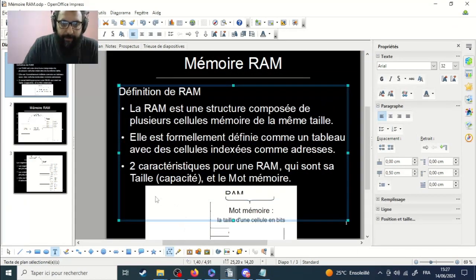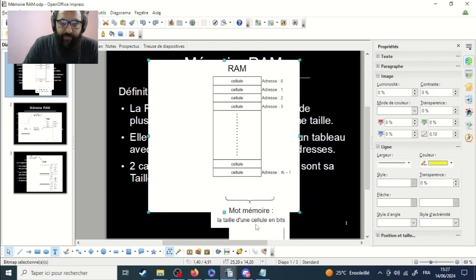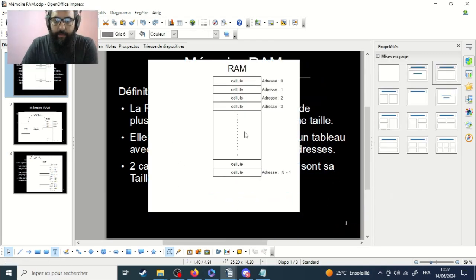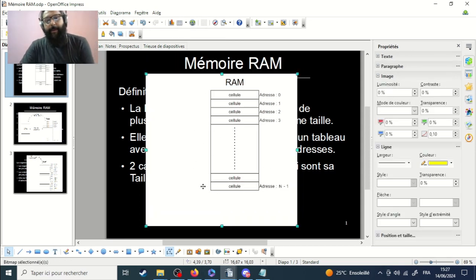Okay, let's take this. This is just a picture, but in this picture you have to explain. We have a RAM with different cells. Each cell has its own address. The addresses are ordered from 0 to n minus 1. What is n minus 1? N minus 1 is the capacity of the RAM, etc. You have one picture, but upon this picture you will develop, you will explain, and you will give your speech. Your speech is centered around this picture.